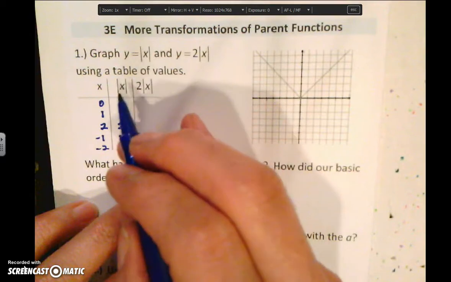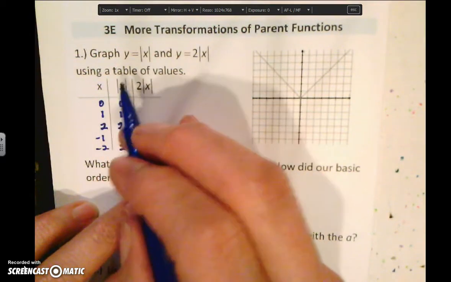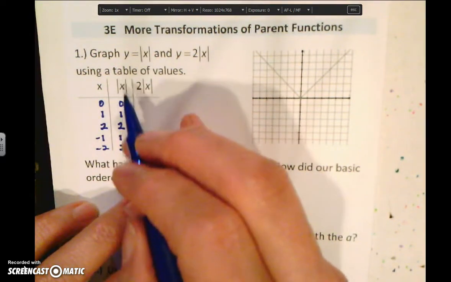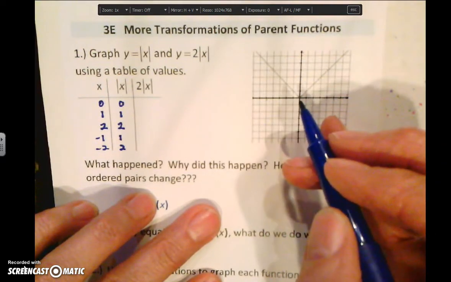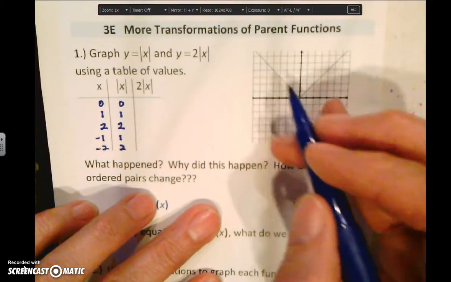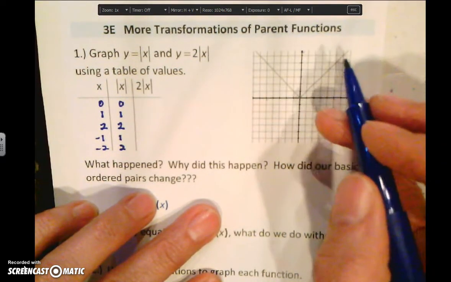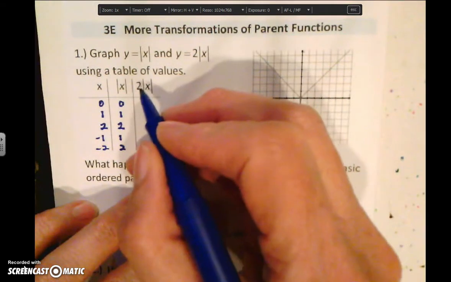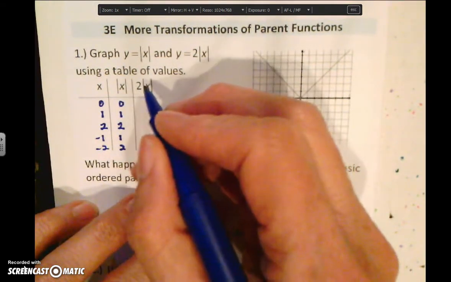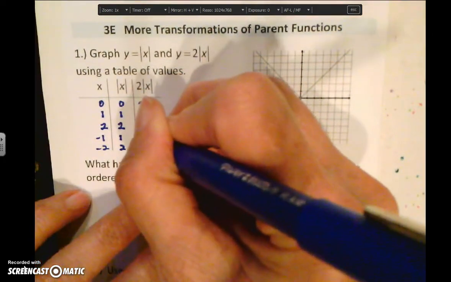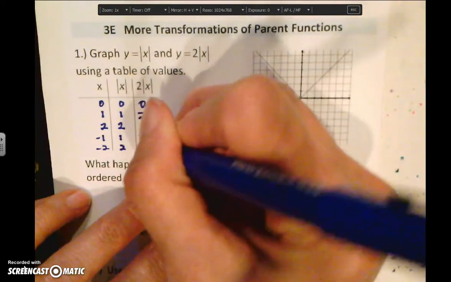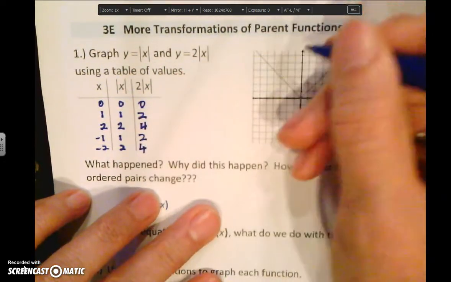So here we're going to work with the absolute value of x. I've got 0, and I plugged that in and got these, which I hopefully have memorized now, and graphed it right there. So here's the graph of y equals the absolute value of x. So now we're going to do 2 times the absolute value. So 2 times 0 is 0. 2 times 1 is 2, 4, 2, and 4. And we're going to graph it.